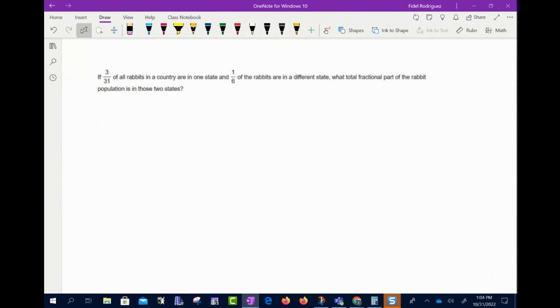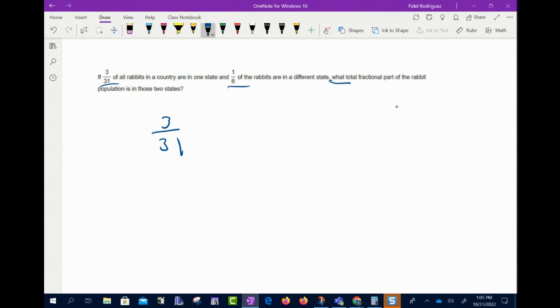Okay. Look what it says. It says, if 3 out of 31 of all rabbits in a country are in one state, and 1/6 of the rabbits are in a different state, what total fractional part of the rabbit population is in those two states? Okay, so look, y'all, we're going to take 3 out of 31, right? Those are the fraction of rabbits that are in one state. And 1/6 of the rabbits are in another state.